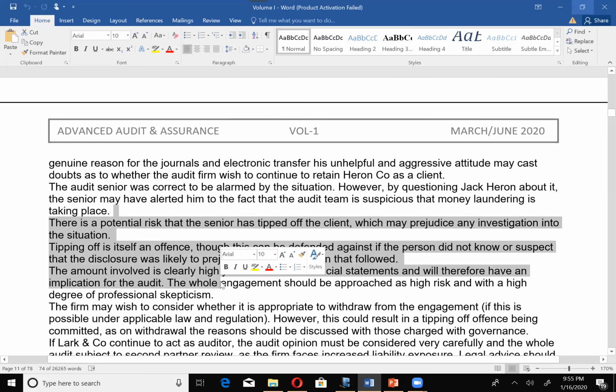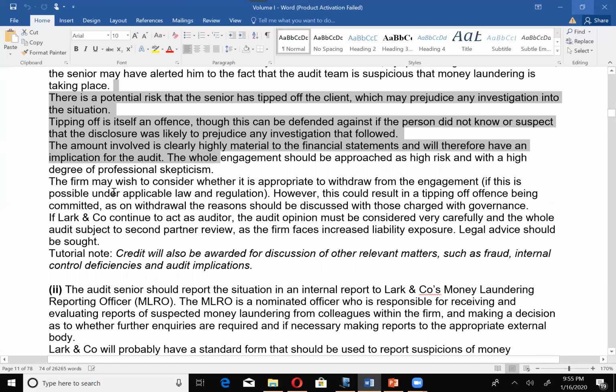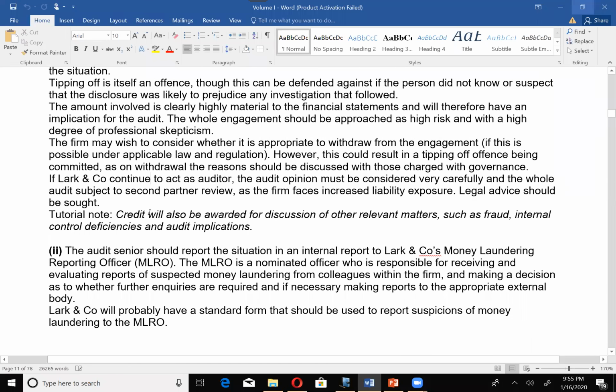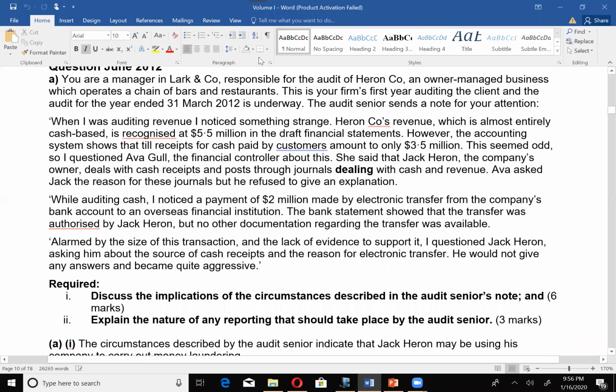What is tipping off? What should the firm do? The firm should think to withdraw from it, and legal advice should be sought. Now, reporting: the second part was to whom the audit senior should report. I have told you, MLRO, they should report to the MLRO.